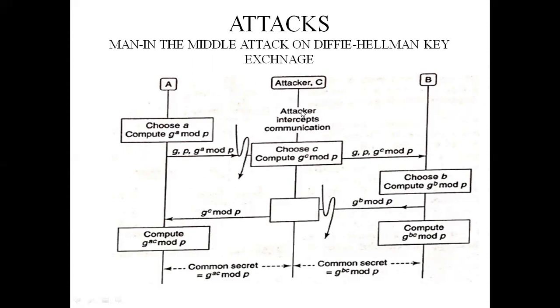So it is intercepted by the attacker, and what C is going to do is choose its random number c, compute G^c mod P, and send it to B. B thinks it has been received from A, but actually it has been sent by C. So B thinks that it has been received from A. And what B is going to do is choose a random number b, compute G^b mod P, and send it back. What will B think?